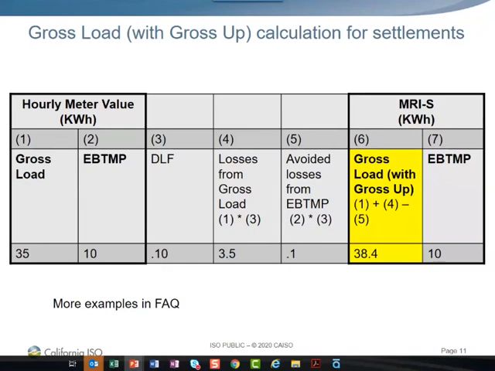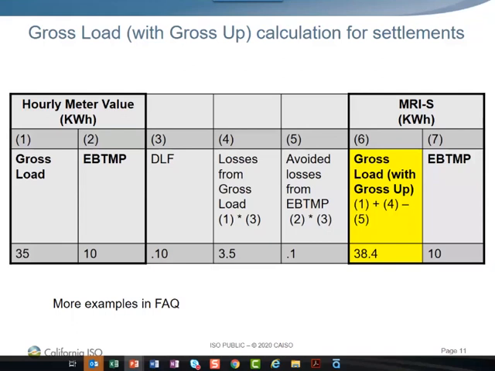So we take that distribution loss factor, and this is in column 4, and we're going to figure out the losses from the gross load. And we do that by multiplying that 10% by 35. And we come up with 3.5 kilowatt hours. We also have to determine the avoided losses from the excess behind the meter production, and we do that by multiplying that distribution loss factor to the excess behind the meter production.